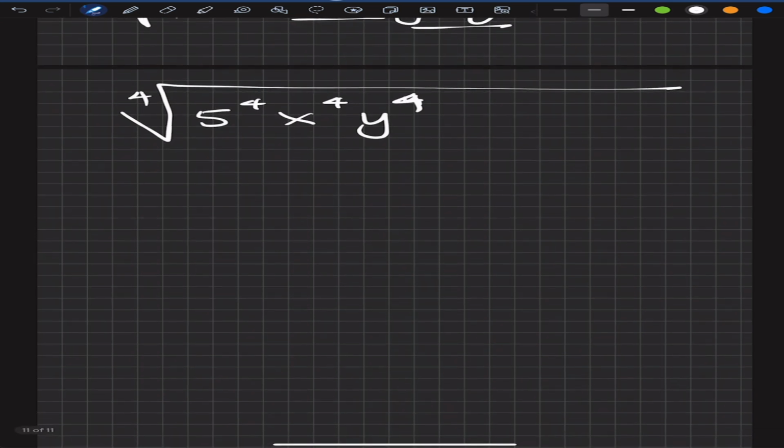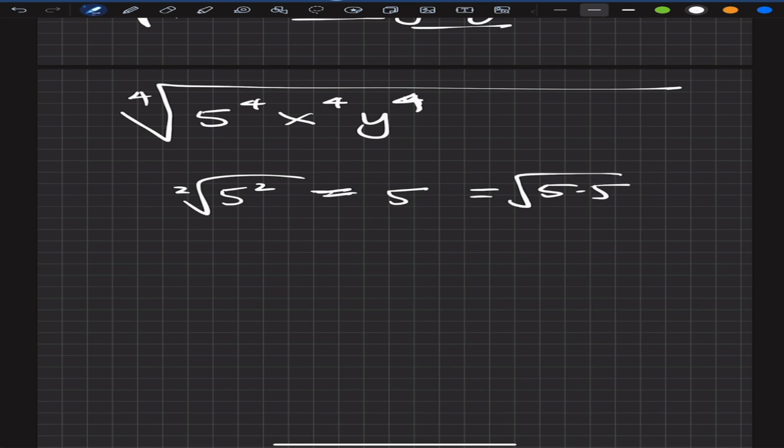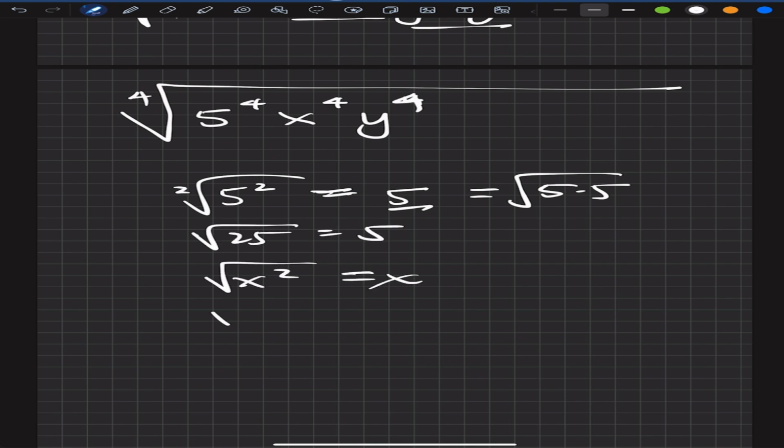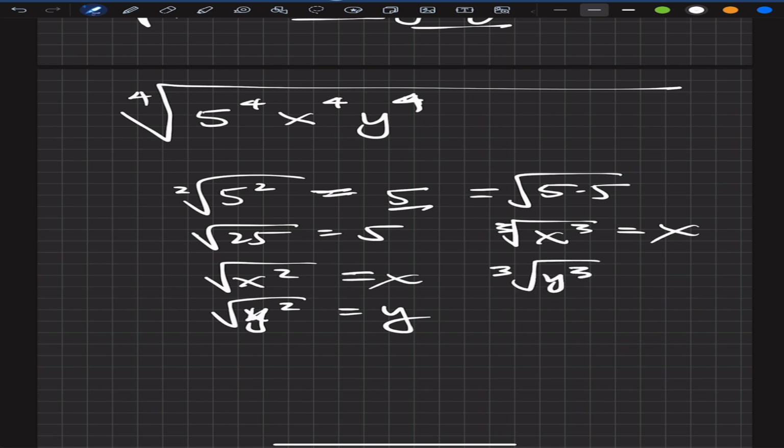But I believe we understand that if I have the square root of 5 squared, where there's an unwritten 2 there, that is equivalent to 5. Or you can think of it as this: I have 2 of them, so 5. Because this would have been the square root of 25, which is 5. The square root of x squared is x. The square root of y squared is y. The cube root of x cubed is x. The cube root of y cubed is y.